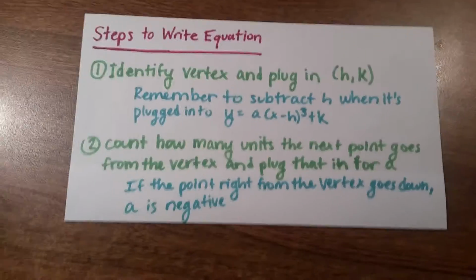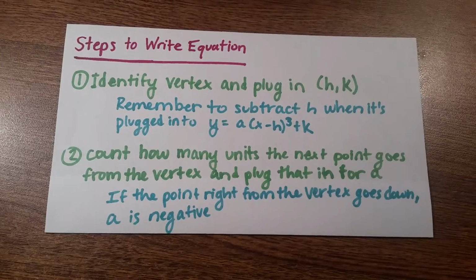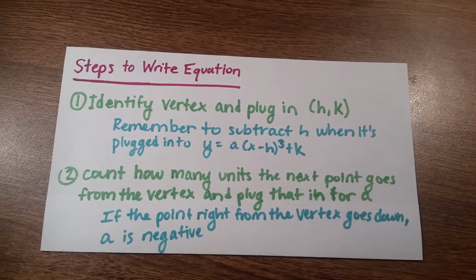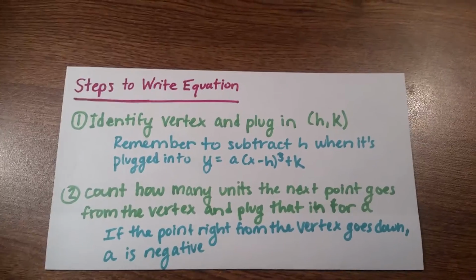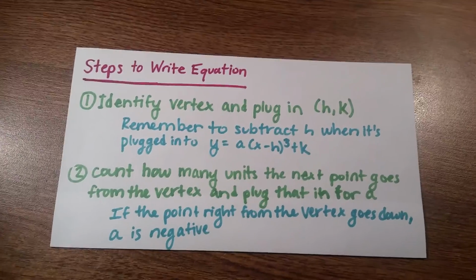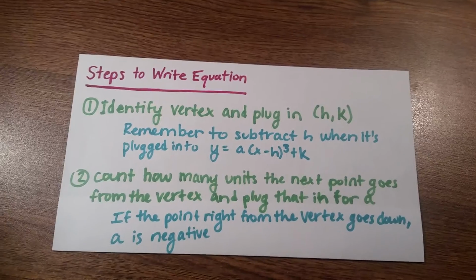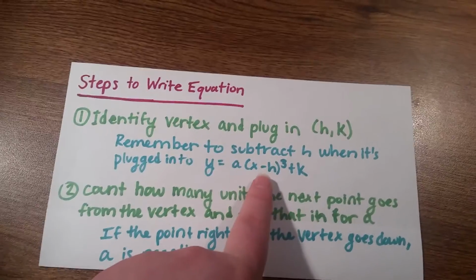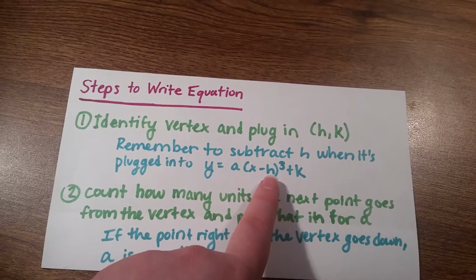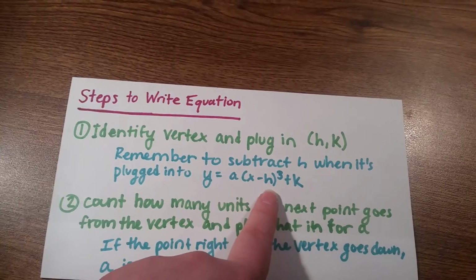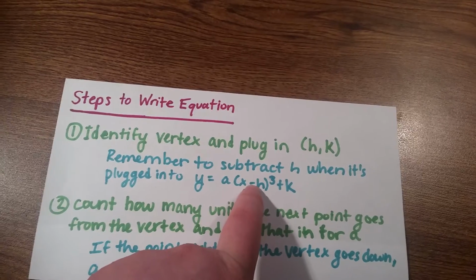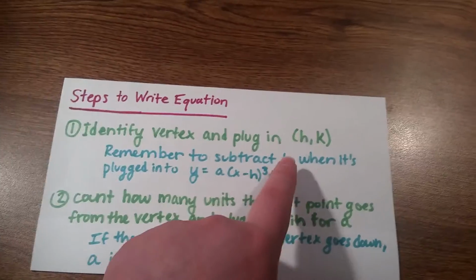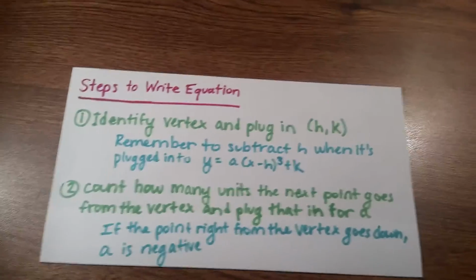Next are the steps to write an equation when given a graph. First, of course, as you can see, we identify the vertex and plug in h, k for x, y. And when you do this, remember again that h is already subtracted in the equation. So if it's negative, that means that h is positive. If you have a plus sign right here, that means h is actually negative. So just remember that when you're plugging in h and k for the vertex.